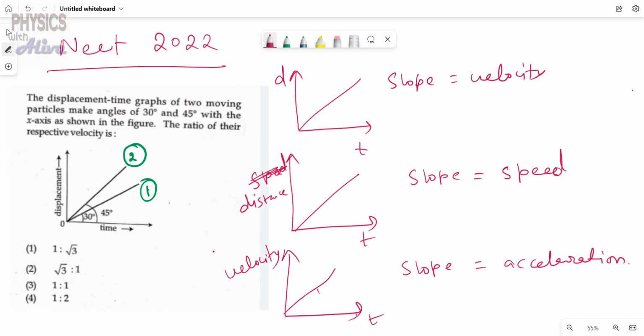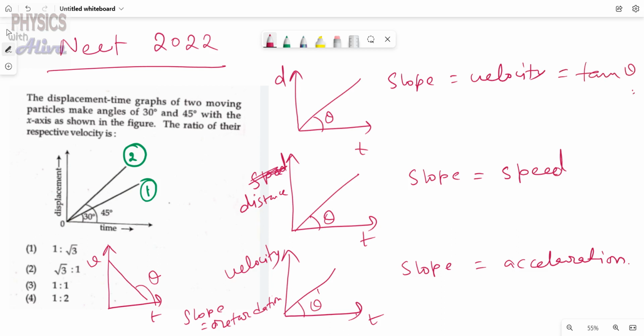Okay. Or if the velocity is decreasing, if the graph between velocity and time is like this, it is decreasing, then the slope will give us retardation. Okay. This is the angle theta, the angle between the positive x-axis and the straight line. This is the angle theta, this is the angle theta, and here this is the angle theta. We should remember that the angle must be with the positive x-axis, not with the negative x-axis. Okay. So these slopes are equal to tan theta of this graph.